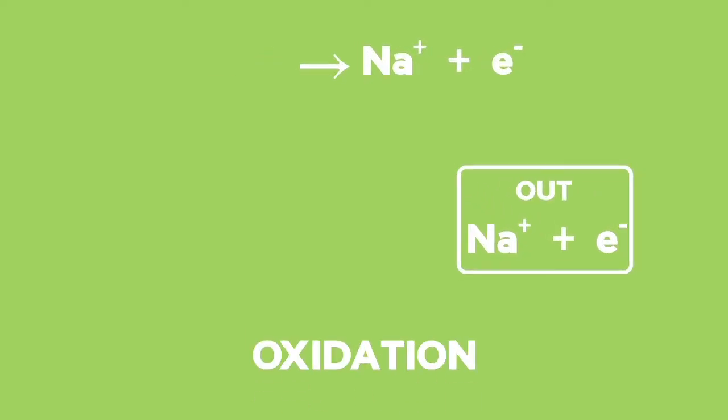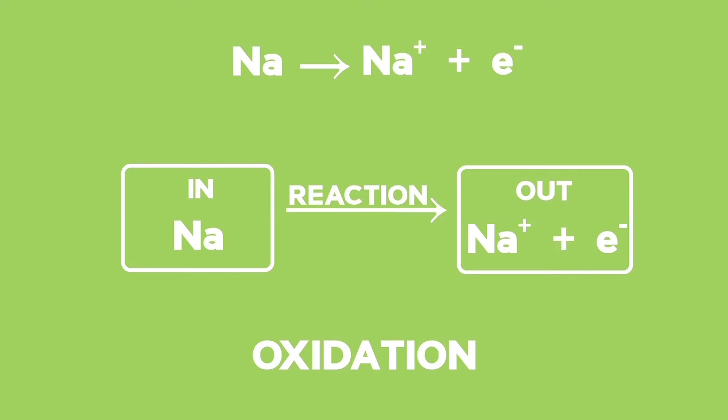Oxidation can be a little trickier because we see the electrons on the right. Let's be very clear. This means they are coming out of the reaction. That means that something lost the electrons. If electrons are lost, we see them on the right side of the equation.